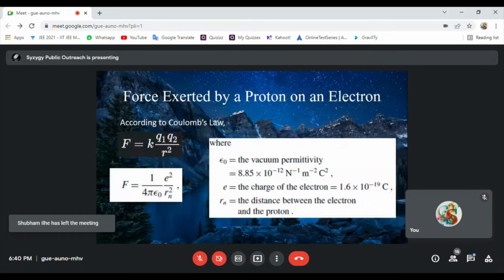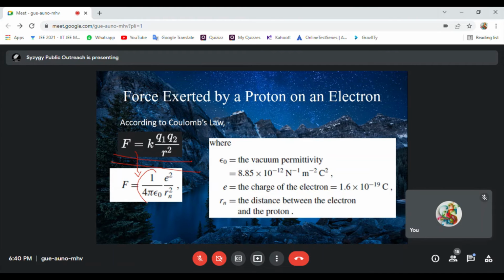Now let's try to find the force exerted by a single proton on an electron. We need to find out the energy emitted by the electron during its energy level transition. So first we will start with the force exerted between a proton and an electron. We know Coulomb's law, which gives the relation for the force acting between two charged particles. This is the relation, and we can slightly modify it to fit an electron and proton.